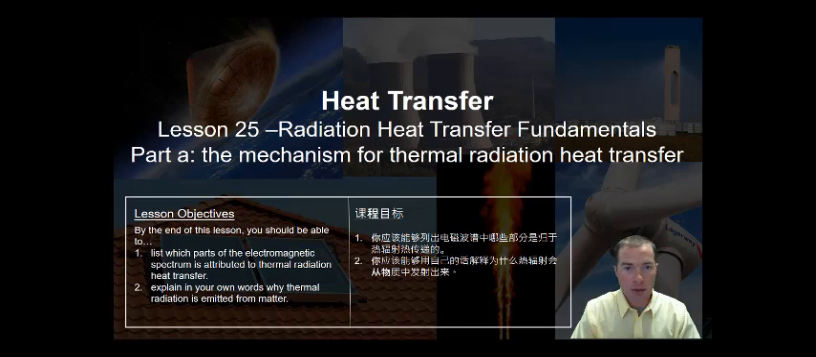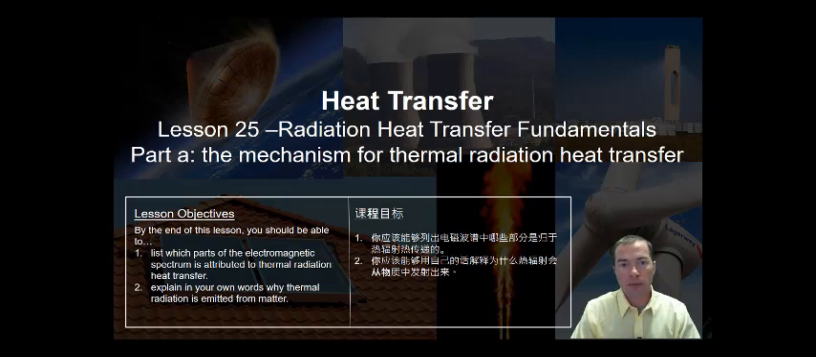By the end of this part of the lesson, you should be able to list which parts of the electromagnetic spectrum are attributed to thermal radiation heat transfer. You should also be able to explain in your own words why thermal radiation is emitted from matter.